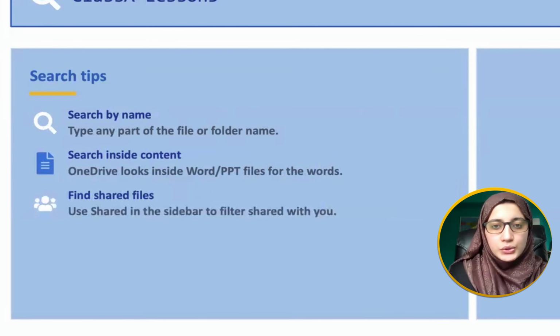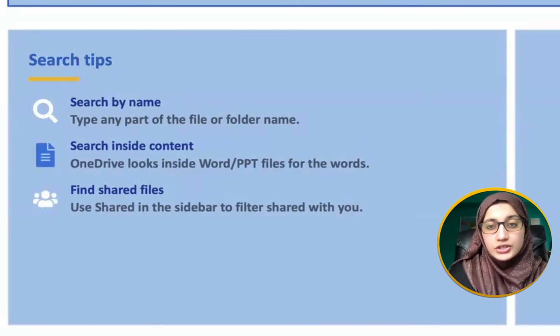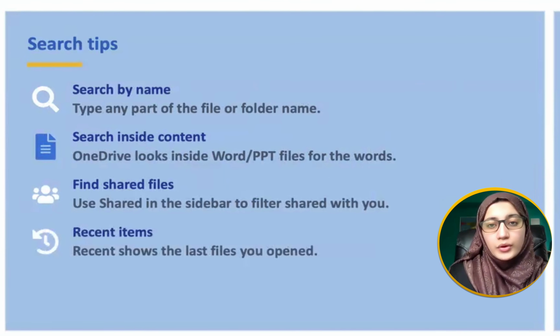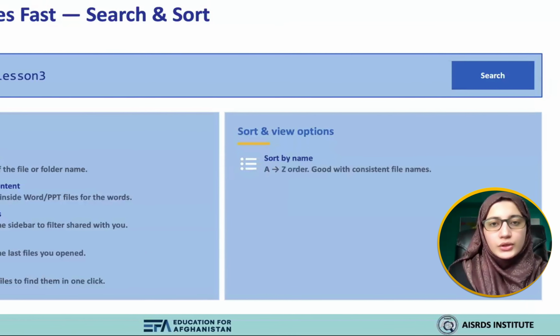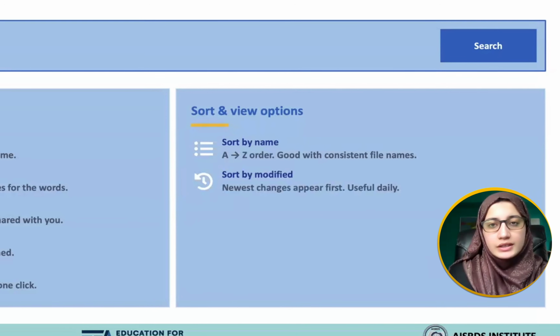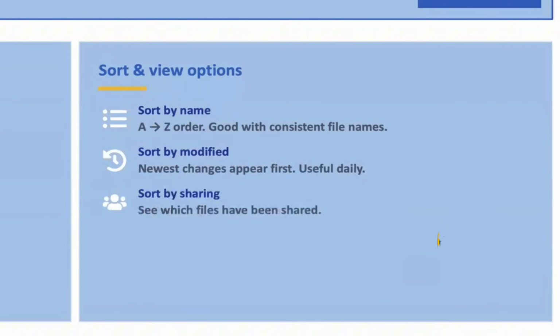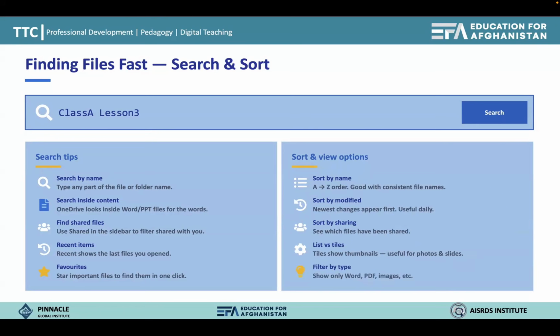You can also use the side bar. Recent helps you find files you opened recently. Shared helps you find files shared with you. Favorites can help you mark important files you use often. Sorting is also useful. Sort by name when your file names follow a clear pattern. Sort by modified date when you want to see the newest files. Sort by file type when you want only Word documents, PDFs, images, or slides. This is why naming and organizing files matters. Search works much better when your files are named clearly.